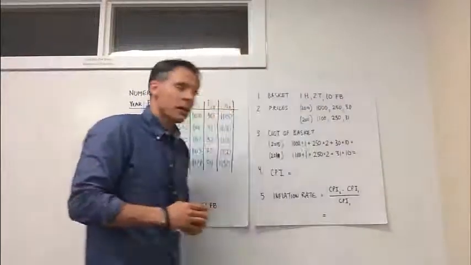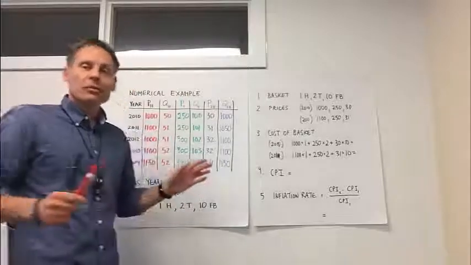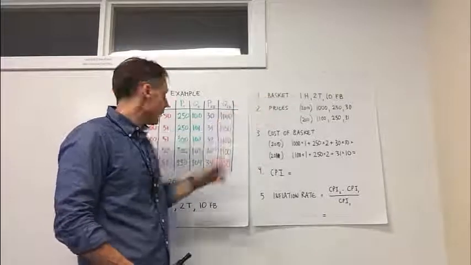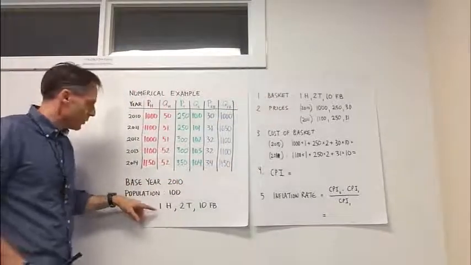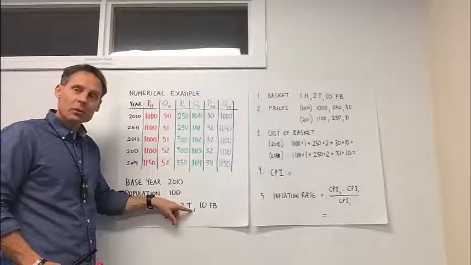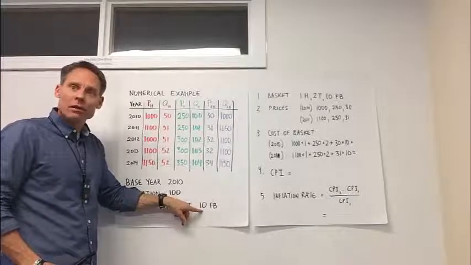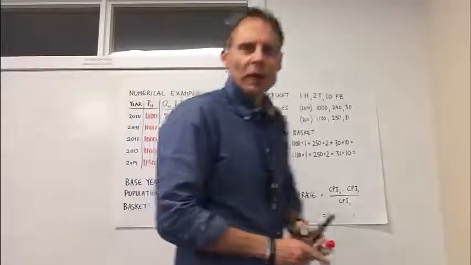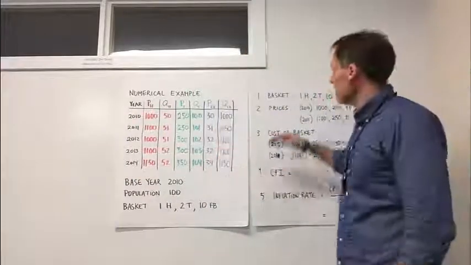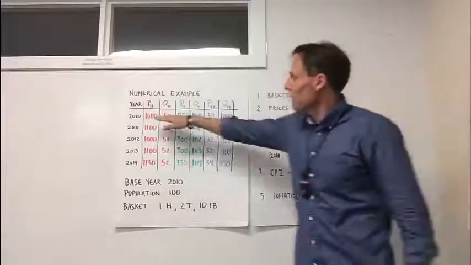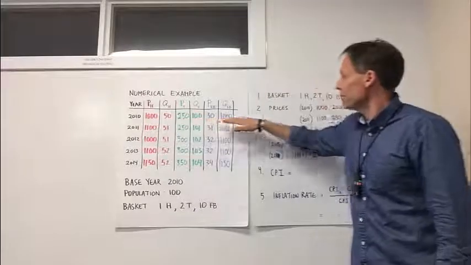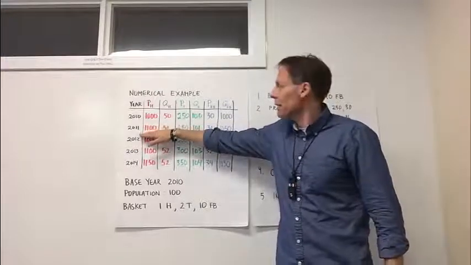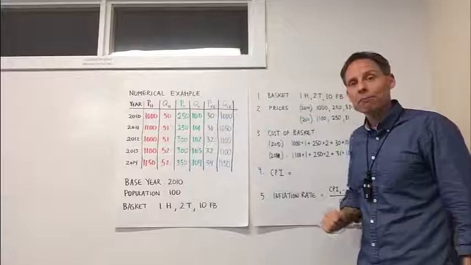All right, so now we're going to calculate the rate of inflation between 2010 and 2011. So first of all, we have to fix the basket. We had already done that, so it says here the basket is equal to 1 unit of housing, 2 units of transportation, and 10 units of food and beverages. We can look up the prices. So we're going to have it in both 2010 and 2011. So the prices in 2010, 1,250 and 30. That's what I wrote there. And then the prices in 2011, 1,100, 250 and 31.